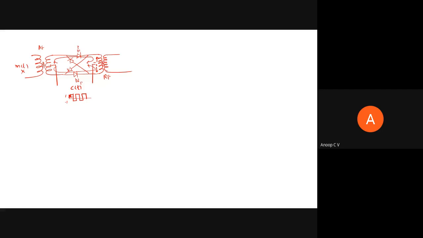So whatever part of m of t reaches the primary of this RF transformer will be what is available at the secondary of the RF transformer. Here we are using C of t only to switch the diodes on and off. When I say D1 and D2 are on, that is when C of t is equal to plus 1. When D3 and D4 are on, that is when C of t is equal to minus 1.